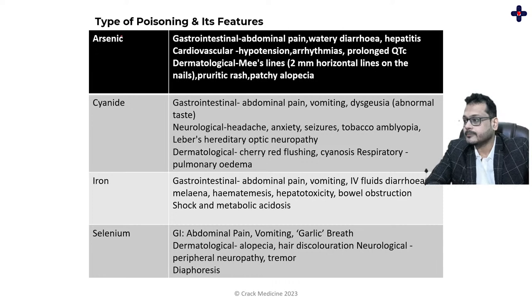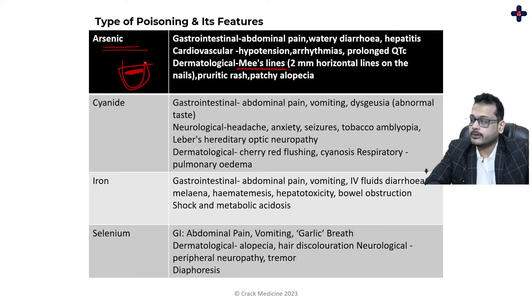Okay. In a similar fashion, if you see an arsenic poisoning patient, you will definitely encounter Mees lines, that are horizontal lines on the nails, on the nail plate. So these horizontal lines on the nails are called Mees lines. Okay, so remember this. As well as abdominal pain, diarrhea and hepatitis can also be seen. Importantly, prolonged QTc is also an important side effect of its poisoning.